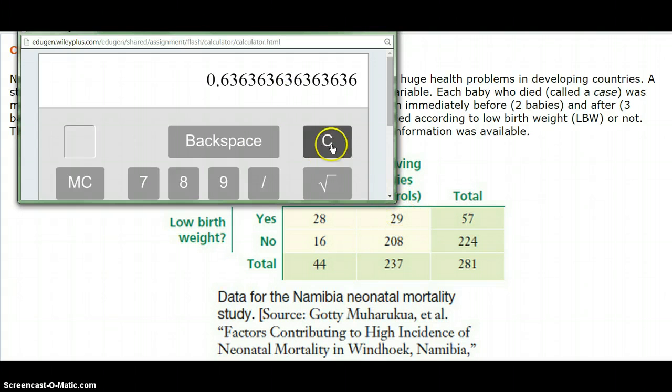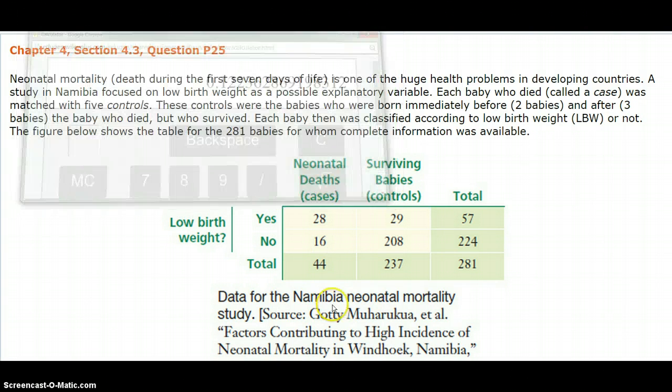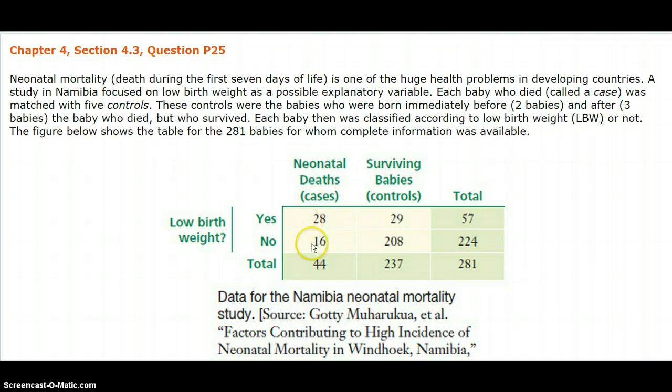Now let's go over here. So we're looking at 29 babies who had low birth weight, dividing that by our total number of babies who survived, and we get 12%. So in other words, over 60% of the babies who died had low birth weight, but just a little over 10% of the ones who survived had low birth weight.